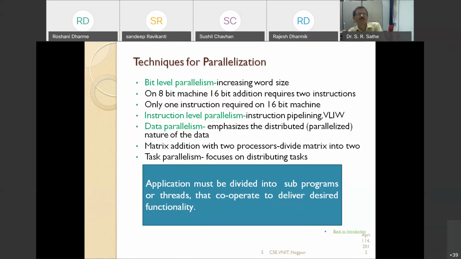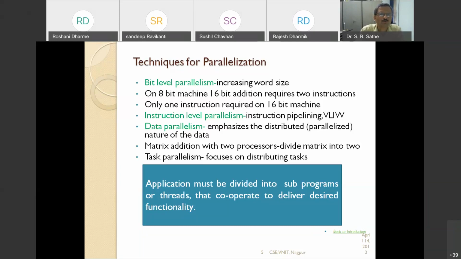Data parallelism emphasizes the distributed or parallelized nature of the data. That is, the parallelization is now embedded in data itself. So we have two terms in parallel computing: data parallelism and task parallelism. Data parallelism is where parallelization is in data. A systolic array is one architecture which exploits data parallelism. And task parallelism is for multi-processor or multi-core machines, where an application is split into several tasks which are independently executed on the several processors.